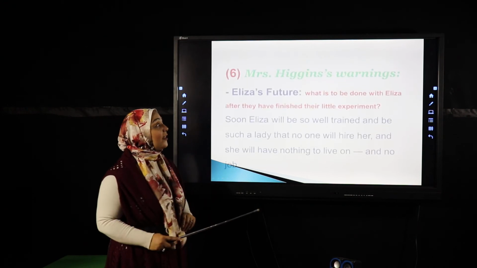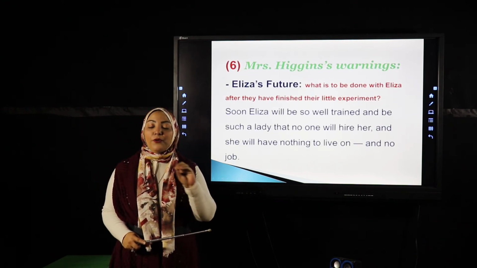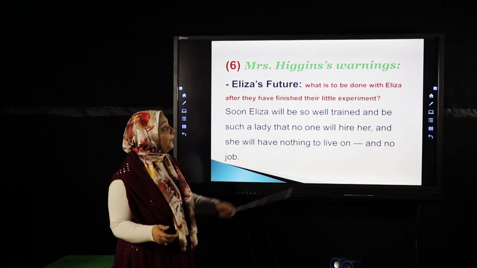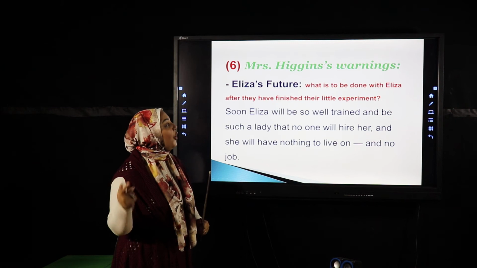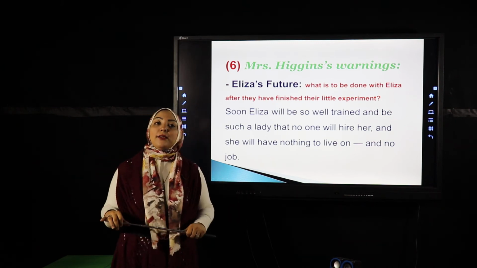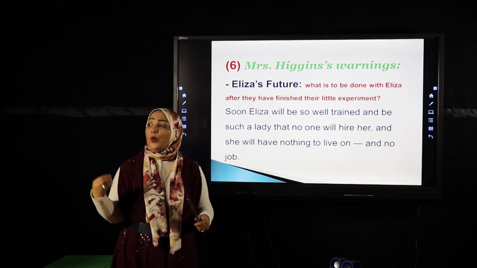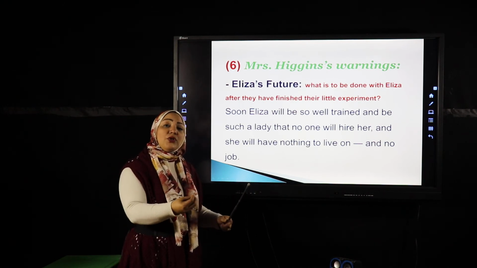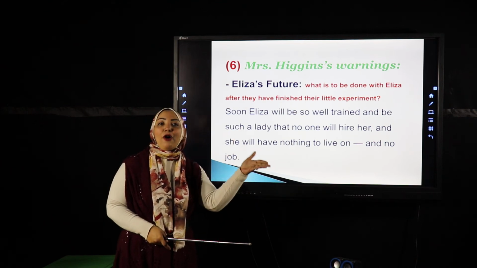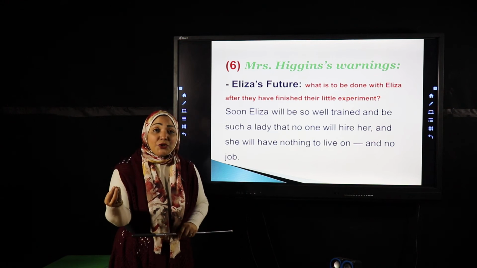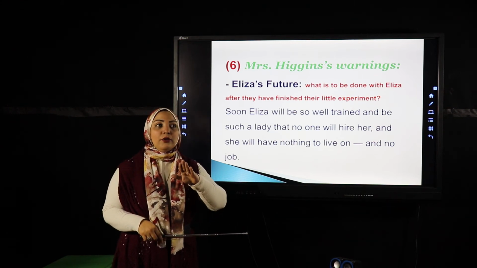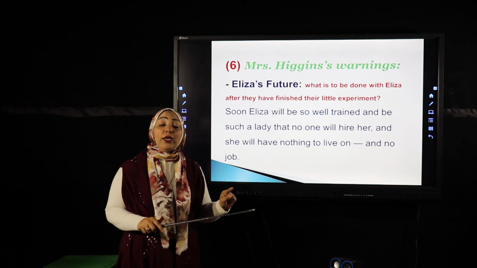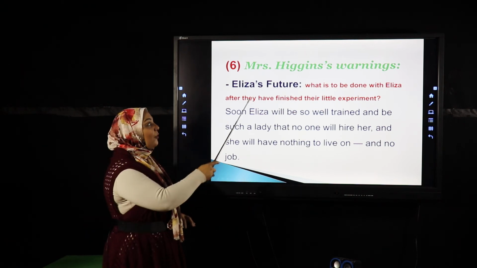Then Mrs. Higgins started to throw some questions at Professor Higgins and Colonel Pickering. What were they? She asked about Eliza's future. Simply, she asked them, what is to be done with Eliza after you have finished your experiment like this? What will come out of Eliza? Eliza will be taught as a lady, but she still will not be provided with a good position in society or even a job that will make her live the life of a lady. So you will give her a kind of education that will make her not qualified enough for the class that she already belongs to. So before thinking about educating Eliza like this, you have to think about her future.